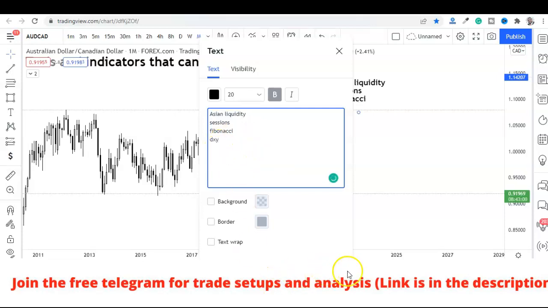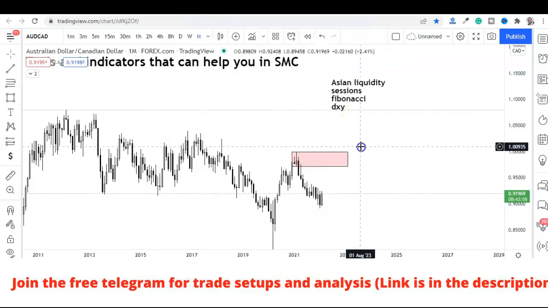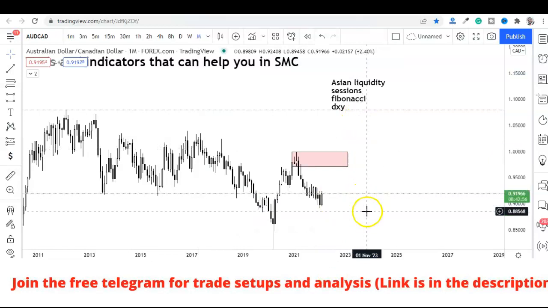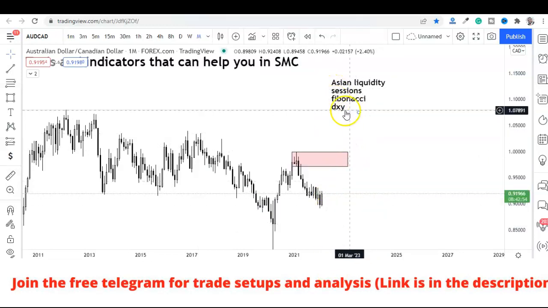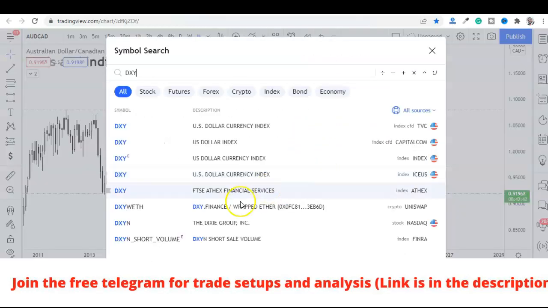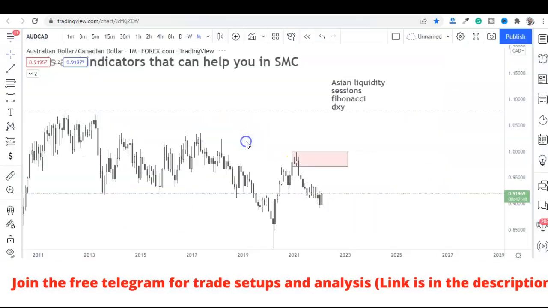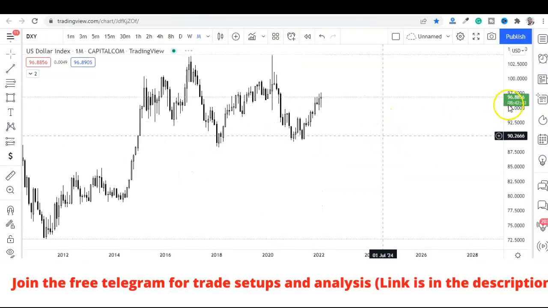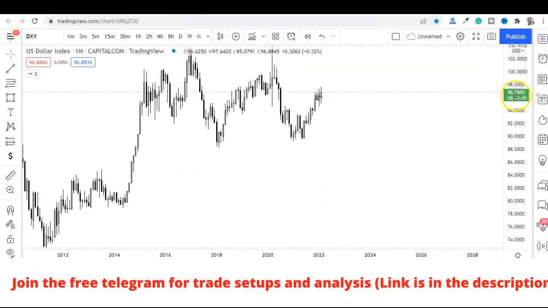Why the DXY index? If you want to know the strength of the US dollar and you're trading a US pair, you should be looking at this DXY. This is a tool that shows you the strength of the US dollar. If I type DXY here, I will pick one. So I use it as a tool.